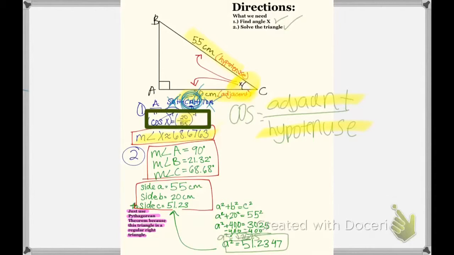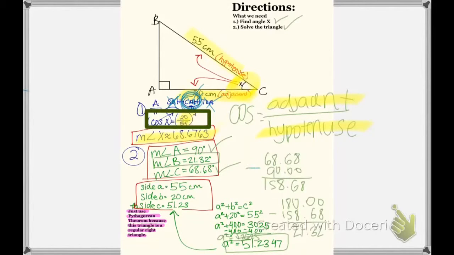Now, onto the fun part of solving the triangle, which means finding the angles and the sides. Since we already know that the measure of angle A is 90 degrees and the measure of angle C is about 68.68 degrees, let's find the measure of angle B. So what you're going to do is add them together and get 158.68. Then, by using triangle sum, you'll subtract this number from 180, which gives you about 21.32. So, the measure of angle B is 21.32 degrees.